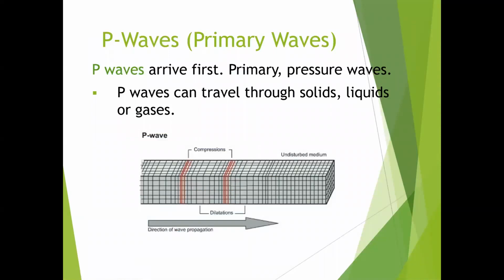Let's just specifically talk about P waves. P waves, or primary waves, are going to arrive first. Remember, primary means the primary pressure waves. And they can travel through solids, liquids, or gases. Again, we see the compression of the P wave.